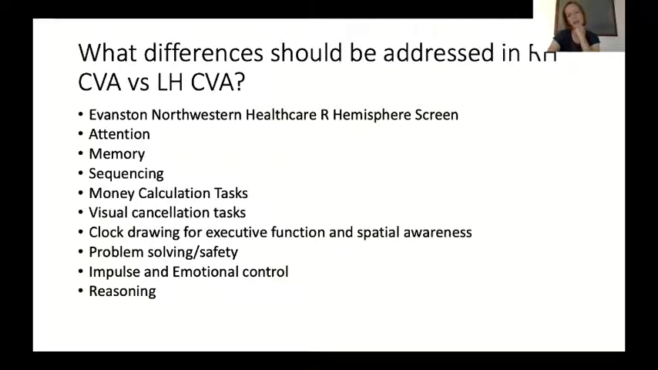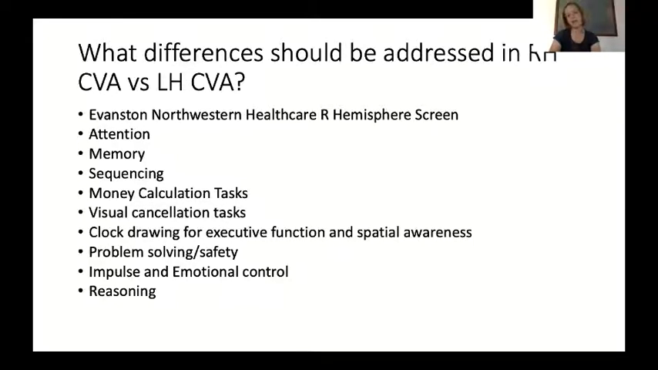You'll do a clock drawing, and for them, you'll be looking at clock drawing for spatial awareness, lots of reasoning, problem solving, and safety. And all throughout this presentation, if I don't show you everything, a lot of questions and stimuli that I give for all these different areas is mixed into the presentation. So you'll be able to go back and see those as well.